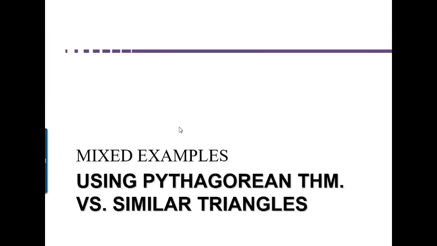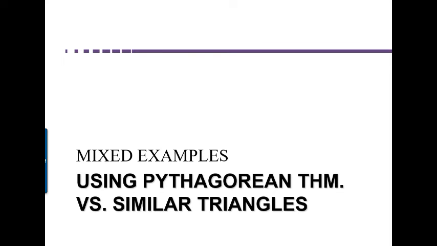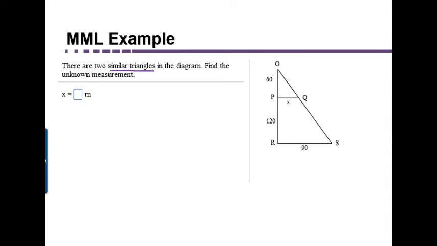So this is nice because you don't have to have two triangles to make a comparison to get information about the lengths. You can get it just from the dimensions of the given triangle. So here we have some examples that you might come across in my math lab that involve using the Pythagorean theorem or similar triangles. So let's take a look.